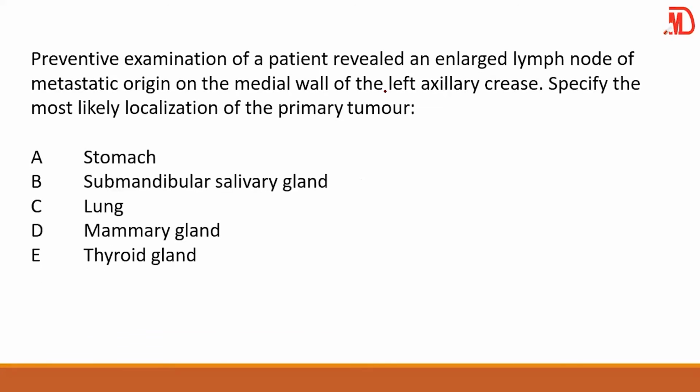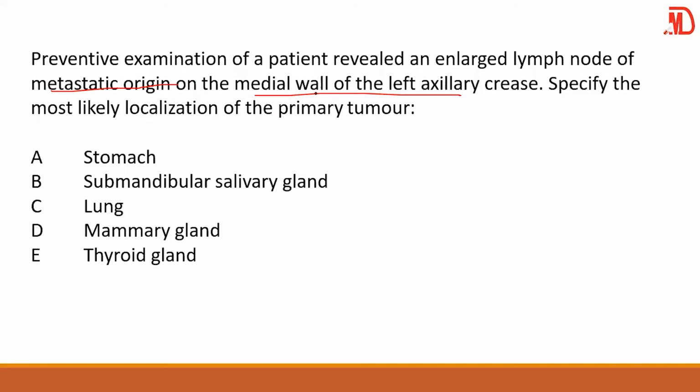Okay, preventive examination of a patient revealed an enlarged lymph node of metastatic origin in the medial wall of the left axillary crease. Specify the most likely location of the primary tumor. Again, there's an enlarged lymph node that is of a metastatic origin on the medial wall.